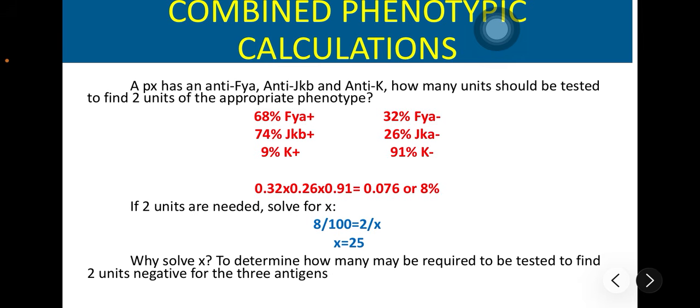Why do we need to solve the x? Because we need to determine how many units may be required to be tested in order for us to find those 2 units of negative blood for the 3 antigens mentioned in our example. So again, x is equal to 25. Therefore, out of 100 blood bags, we need to test 25 blood bags in order to get the 2 units that are negative for Fya antigen, Jkb antigen, and the big K antigen.